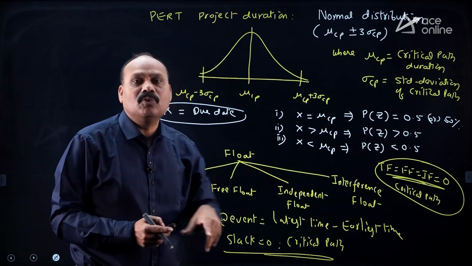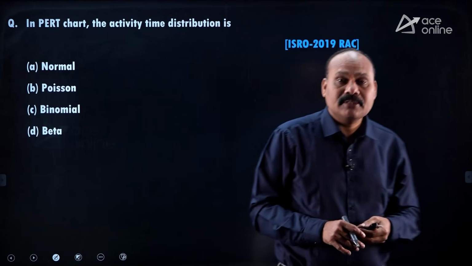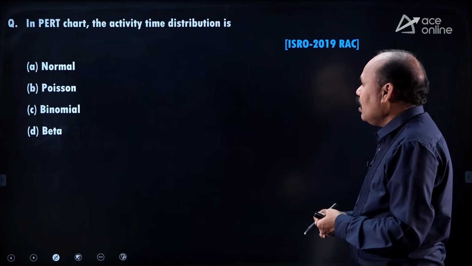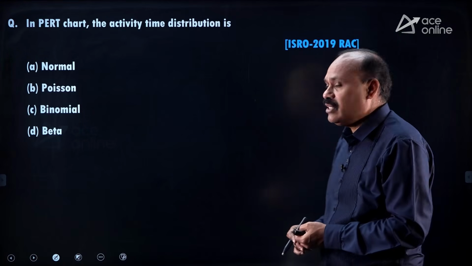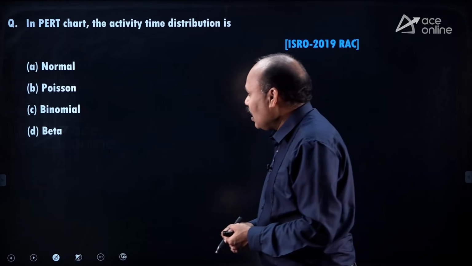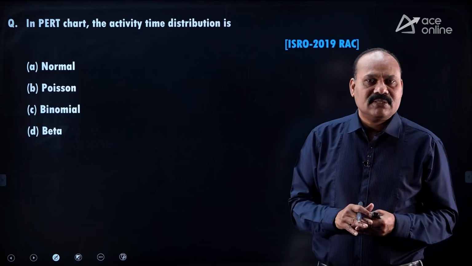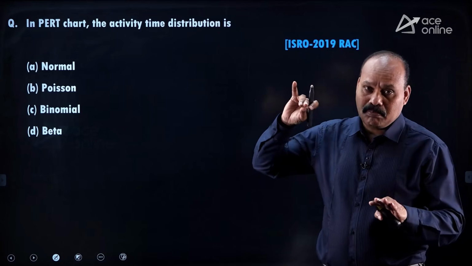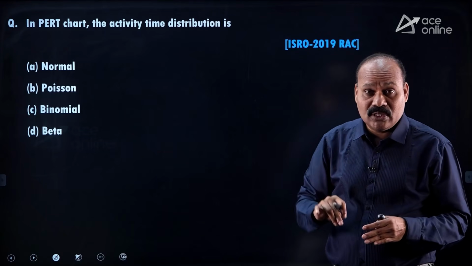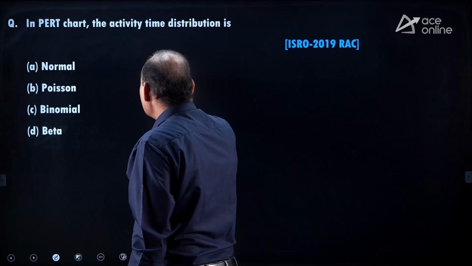Okay, now let us move to one sample question from the ISRO paper. ISRO 2019. In a PERT chart, the activity time duration is normal, Poisson, binomial, beta. Just now I have discussed: activity duration follows beta distribution. Project duration follows normal distribution. So don't get confused with this.